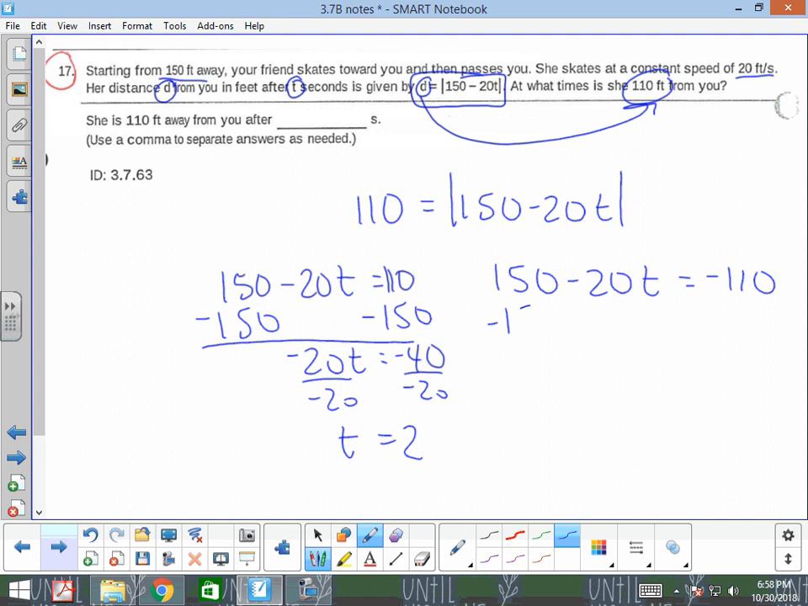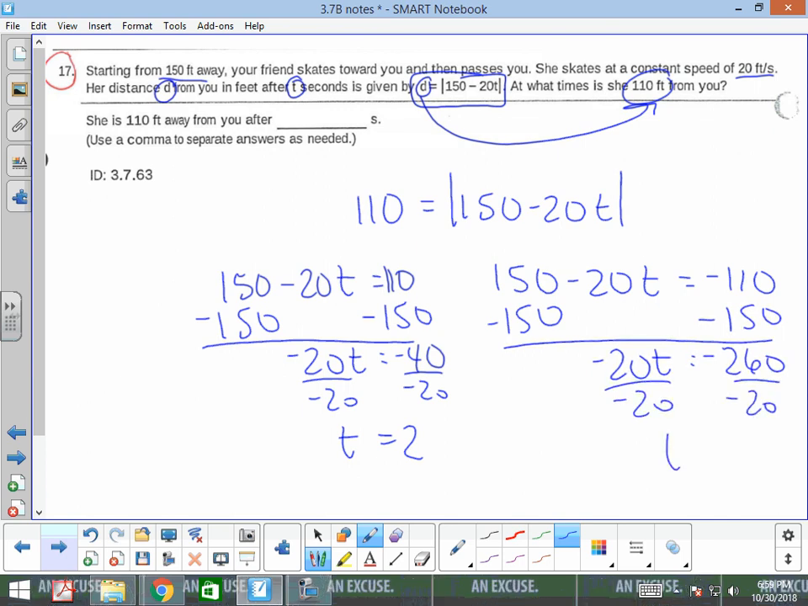Over here, do the same steps. And divide by negative 20. And t is equal to 13. So she is 110 feet away from you after 2 and 13 seconds. So notice it says to use a comma to separate our answers.